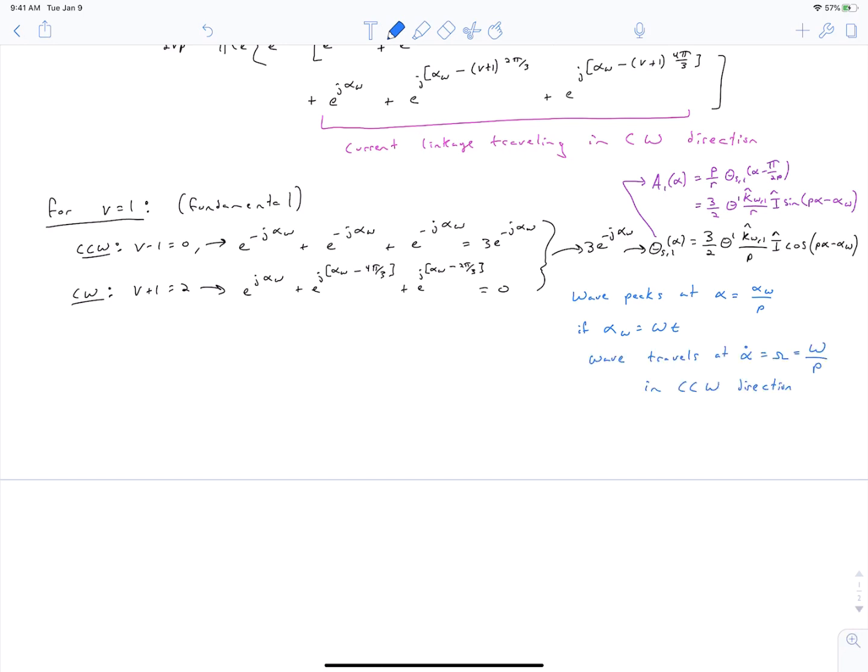And this is again an expected result. We know that our rotor is going to be moving at omega by p if it's a synchronous machine, and so therefore we want our current linkage to be traveling at that same speed for our fundamental component. So we've just proven what we knew should be the case anyway, but we're doing this so that we get our feet on solid ground so we can now consider what happens for harmonics that are not at v equals 1. The key points here are that the wave is traveling in the counterclockwise direction, and it's got the speed of omega by p.